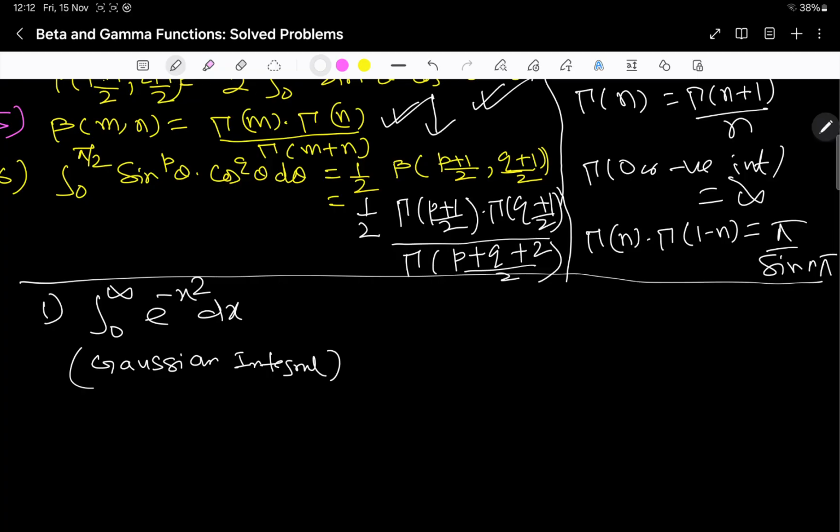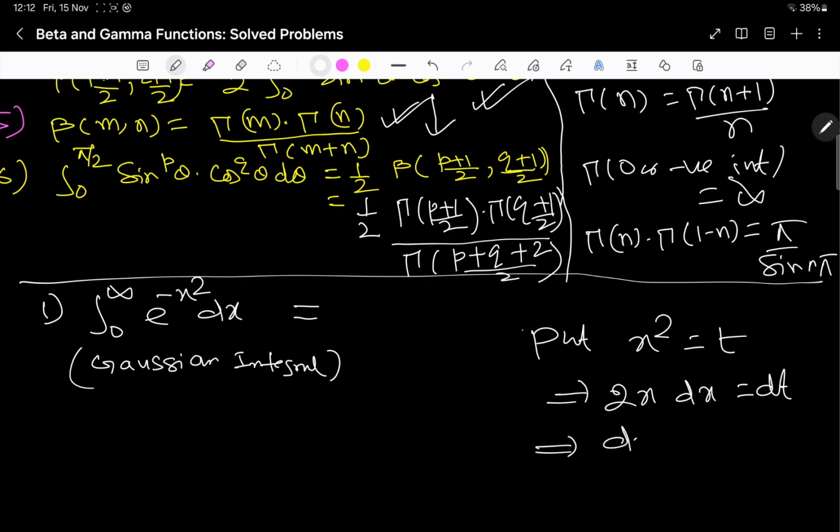Coming to the most important problems, one question is the integral from 0 to infinity of e to the power minus x square dx. It is an improper integral. We will evaluate it by using the help of the gamma function. You see, if you put x square equal to t, this implies 2x dx is dt, so dx is equal to 1 by 2 dt by x. What is your x now? Your x is root over t, so 1 by 2 dt by root over t.